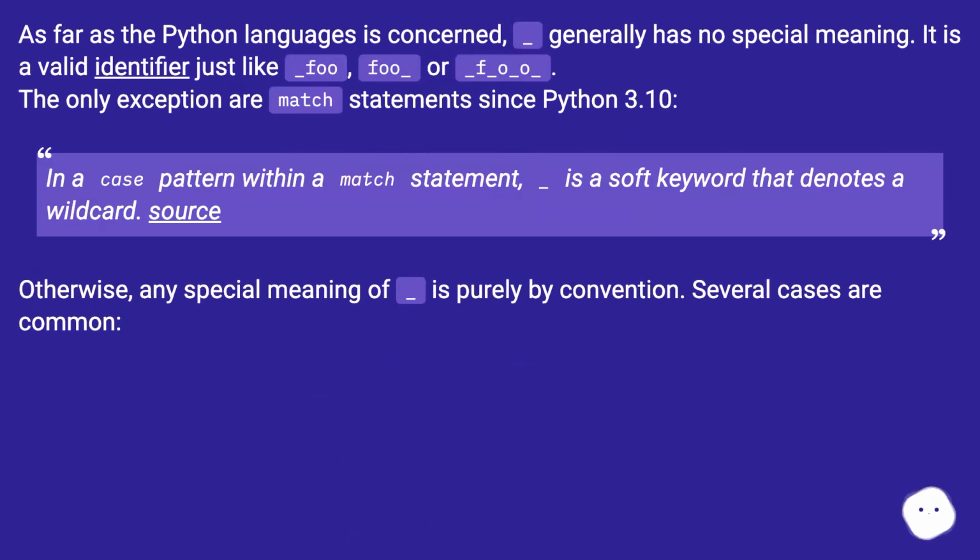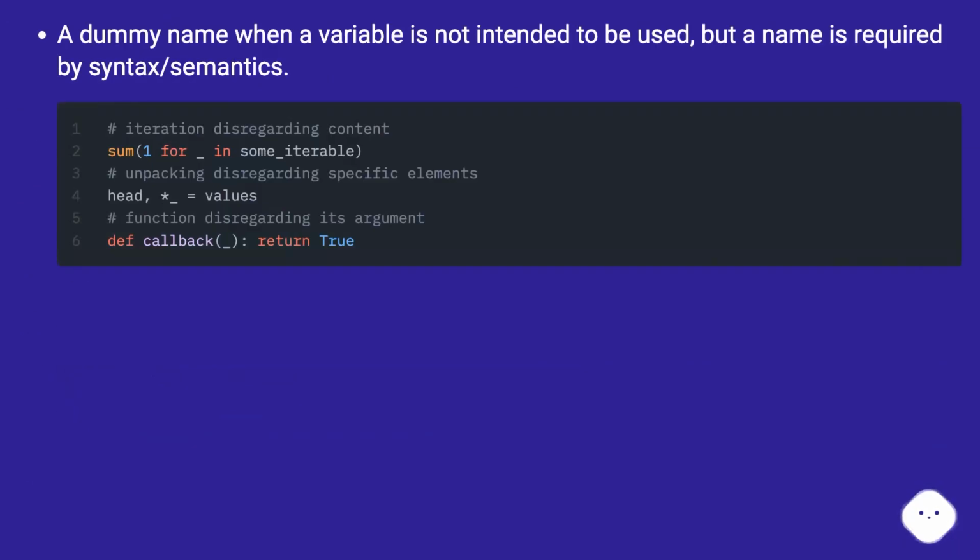As far as the Python language is concerned, underscore generally has no special meaning. It is a valid identifier just like _foo_, or _f_o_o_. The only exception are match statements since Python 3.10. In a case pattern within a match statement, underscore is a soft keyword that denotes a wildcard. Source. Otherwise, any special meaning of underscore is purely by convention. Several cases are common. A dummy name when a variable is not intended to be used, but a name is required by syntax or semantics.